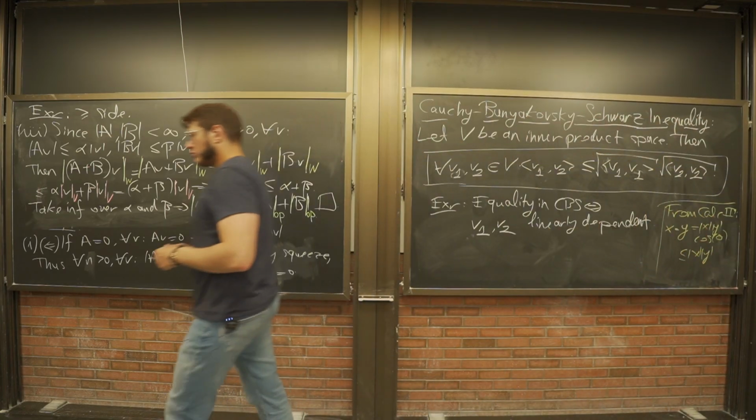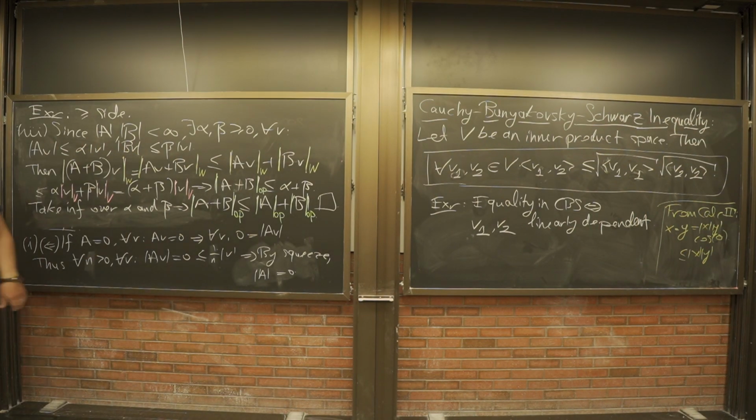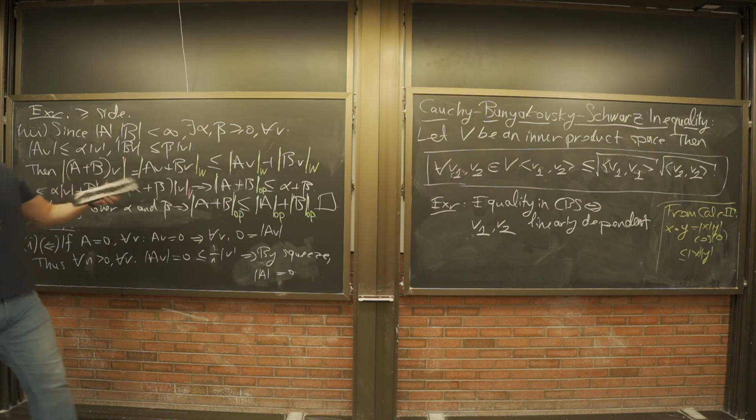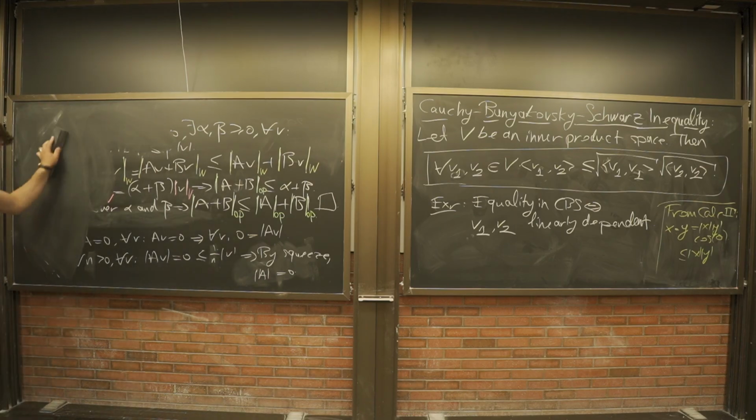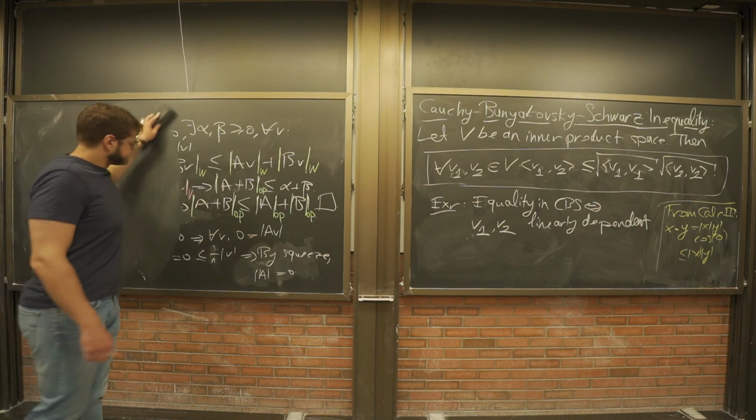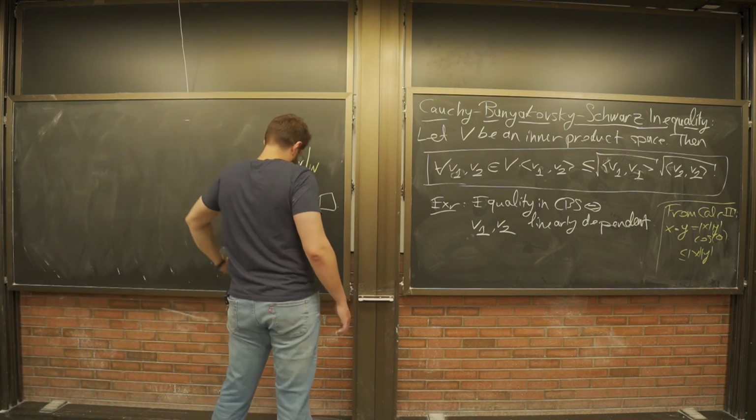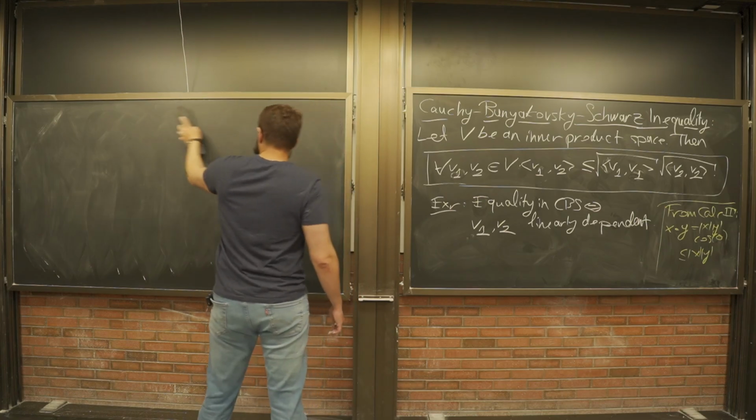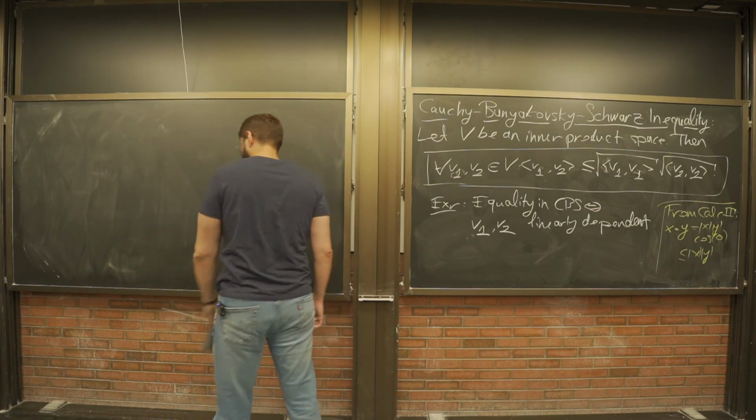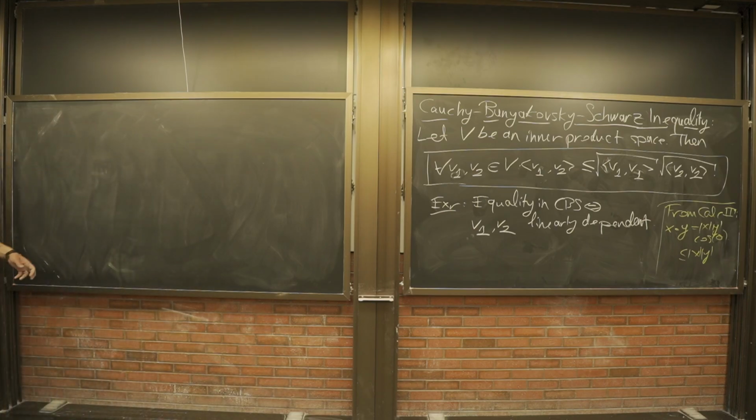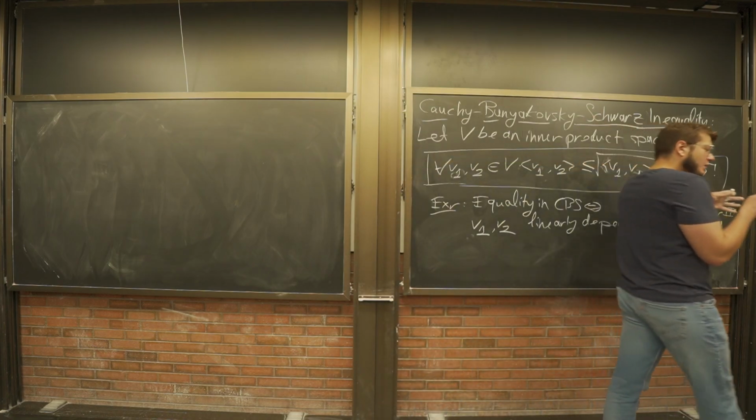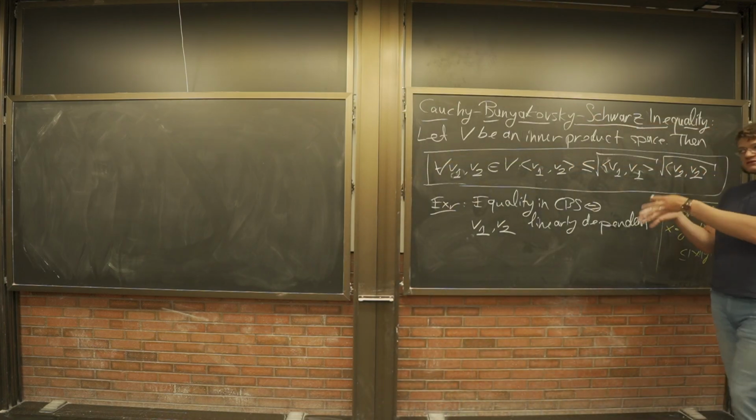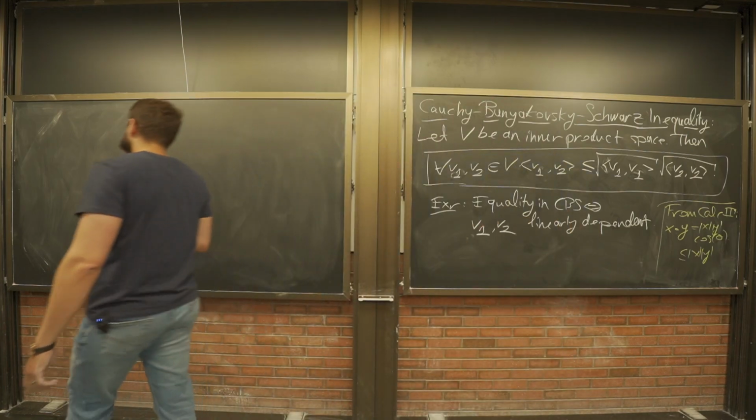OK. So how to prove this? This has like 5 billion different proofs, but I'm going to follow the one given in the textbook. It's a funny one, I think. You take your v1 and v2, and you look at essentially an arbitrary linear combination of them. And then you take that linear combination and take the inner product of that vector by itself. That is to say, you do the following.